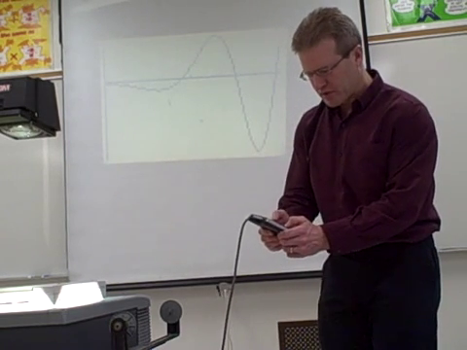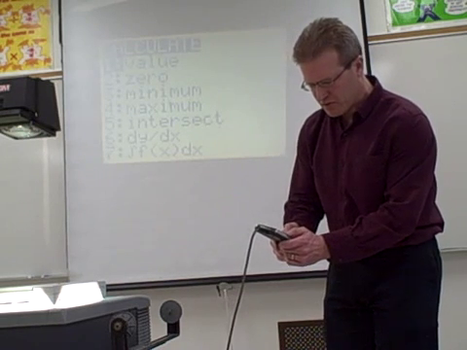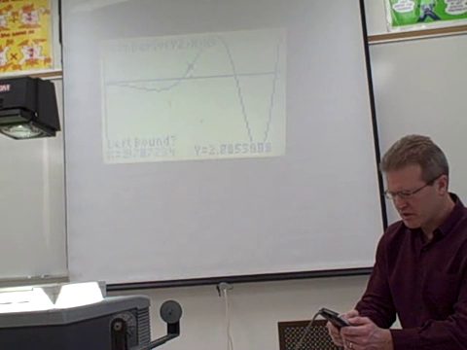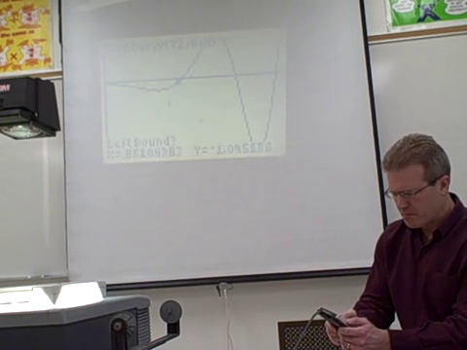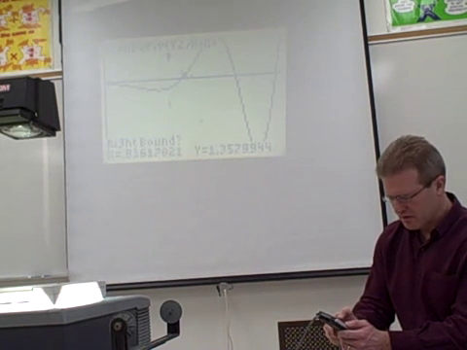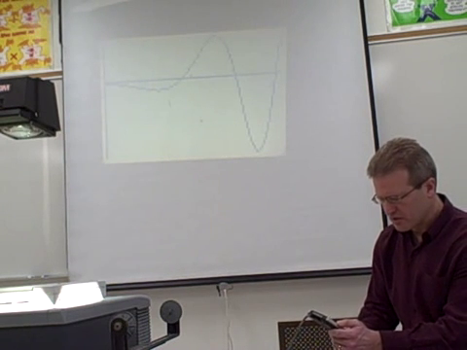So for example, you hit second trace, number 2, the zero, because we're finding when the acceleration is 0. I go a little bit left, push enter, a little bit to the right, push enter, and then back across, push enter.